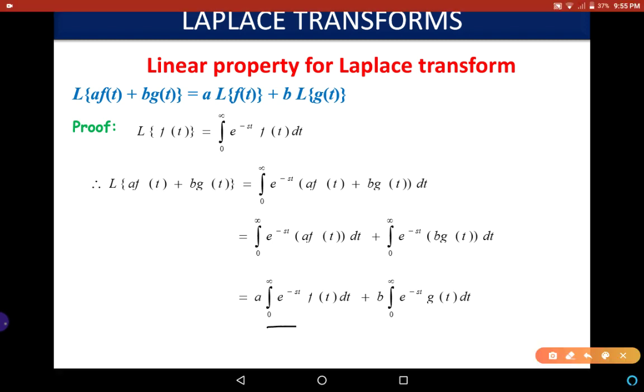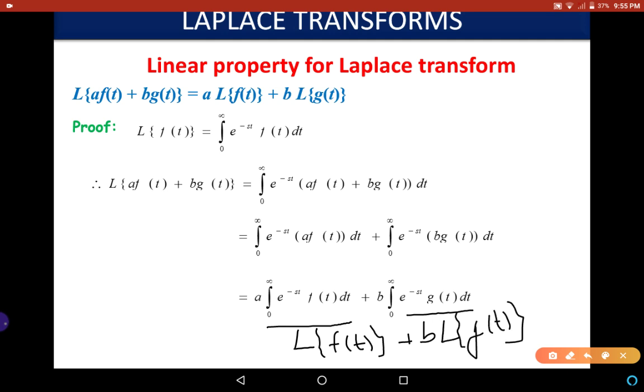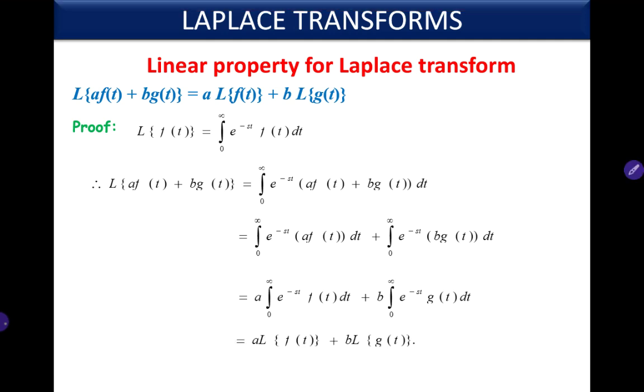And integral 0 to infinity e power minus st into f of t dt is Laplace transform of f of t. And here integral 0 to infinity e power minus st into g of t is Laplace transform of g of t. Therefore, we get a into L of f of t plus b into L of g of t, which proves the linear property for Laplace transform.